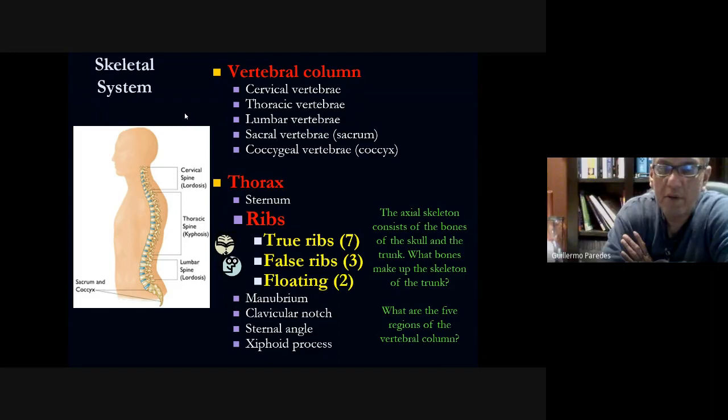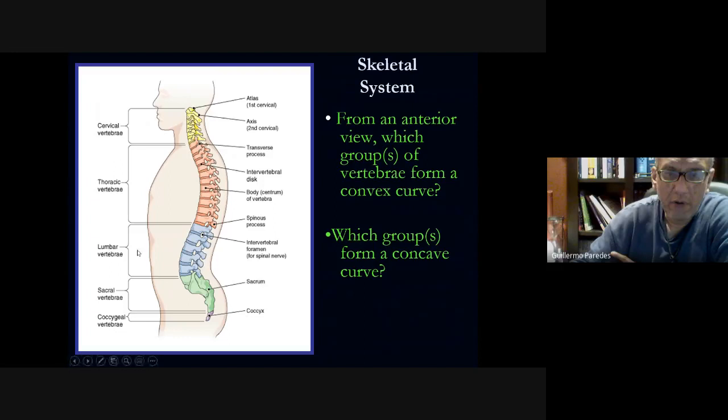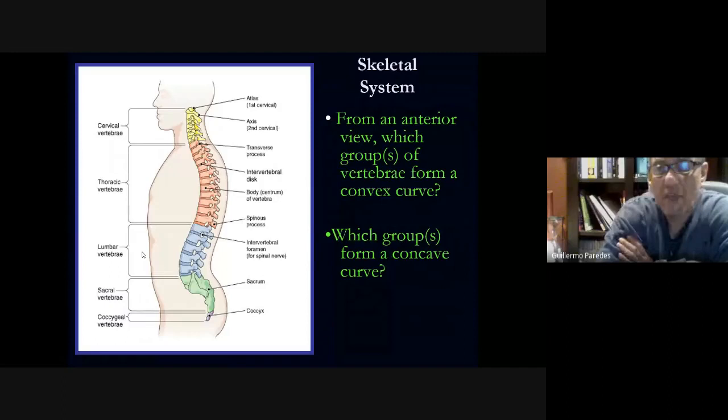How many thoracic we have? 12. Correct? 12. Lumbar vertebra we have 5. Sacral vertebra we have 5. But what happened with the sacrum? They are being fused. They are not having articulation. And the last one, that is the tailbone, called the tailbone colloquially, is the coccyx. The coccyx contain 4 vertebras. So 4 vertebras that are fused and not moving.